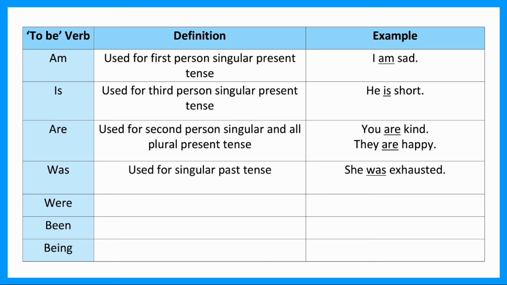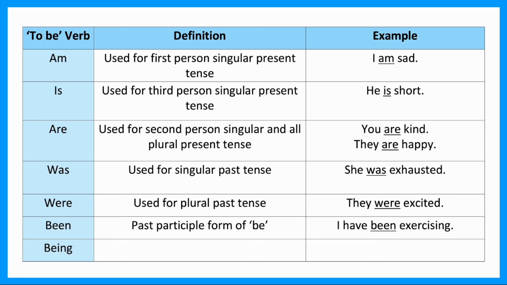Was is used for singular past tense. For example, she was exhausted. Were is used for plural past tense. For example, they were excited.